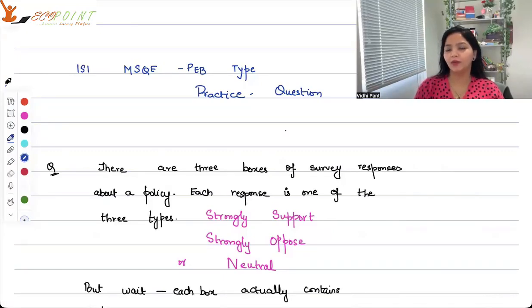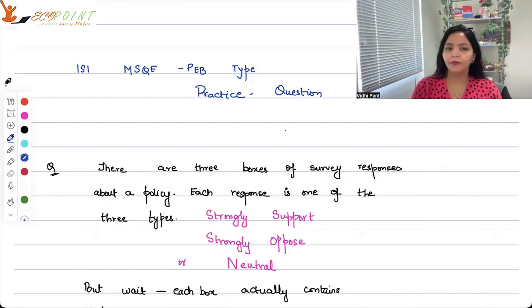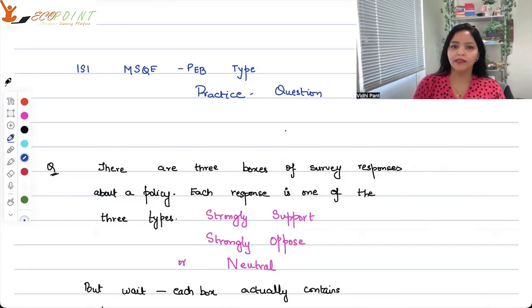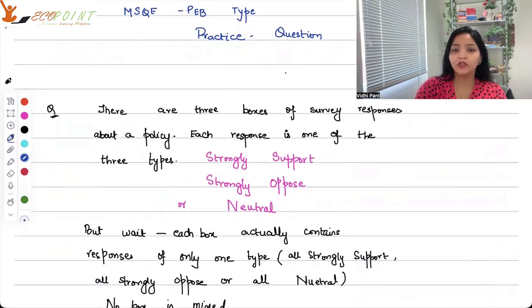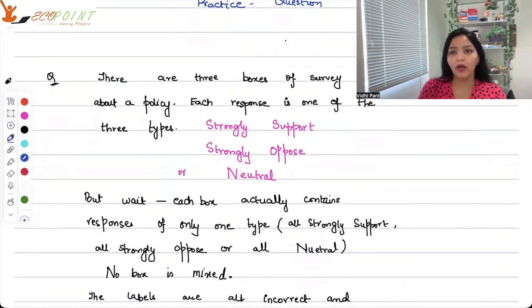And today I have one particular question to discuss with you guys. This is an absolutely ISI PEB type of a question. It's kind of a puzzle. There are three boxes of survey responses about a policy. Each response is one of the three types: strongly support, strongly oppose, or neutral. But wait. Each box actually contains responses of only one type.